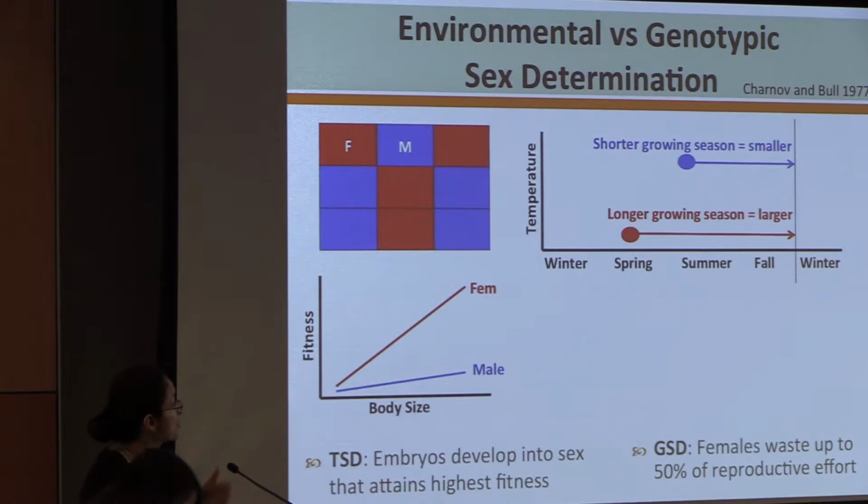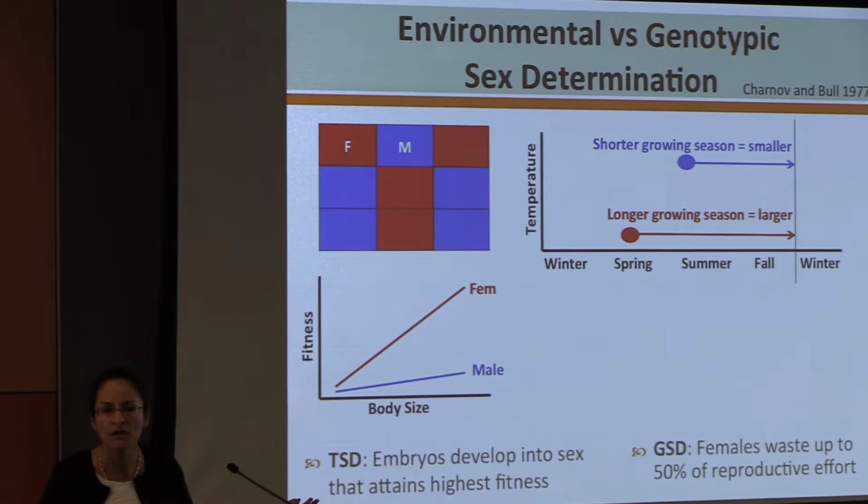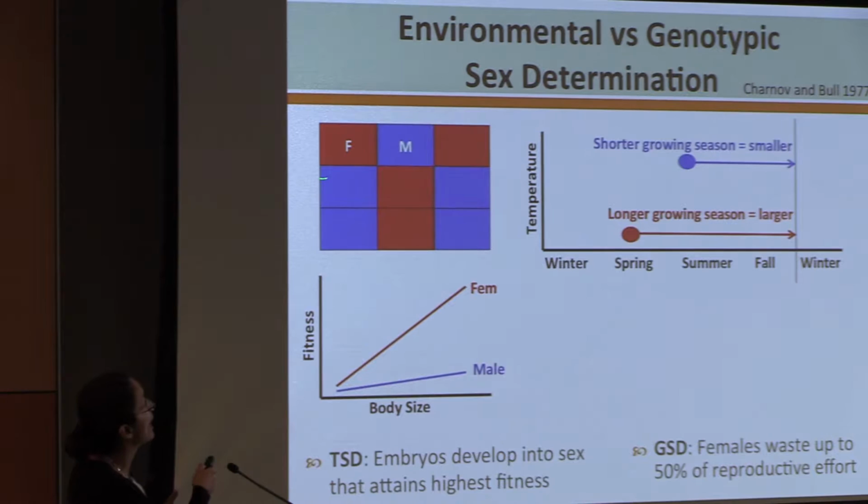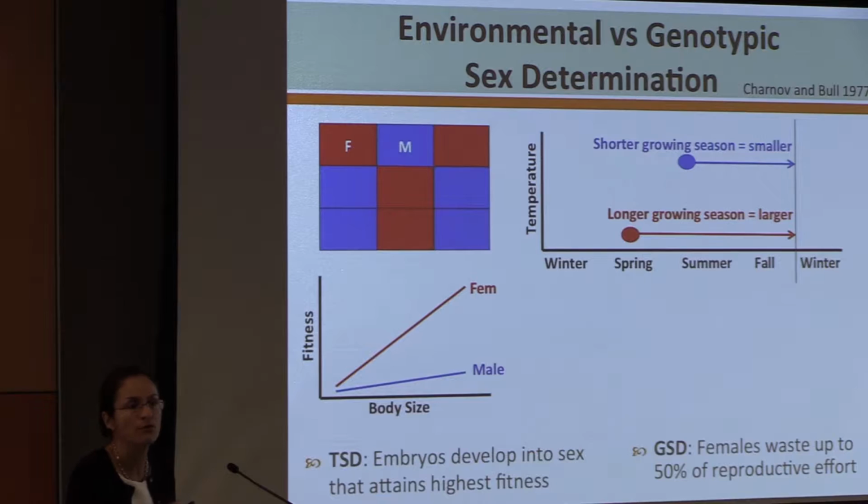And that strategy wins over GSD, where a female may be wasting half of her reproductive output by laying, say, 100 eggs that are 50-50 males and females, in a patch that is better for females, so she will produce 50% of suboptimal offspring.